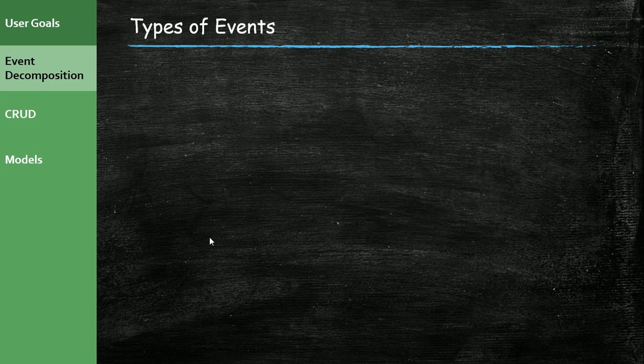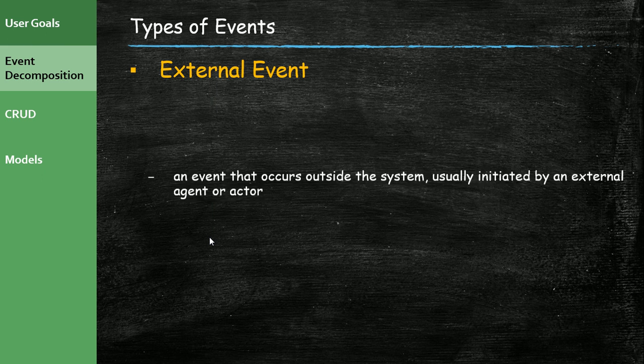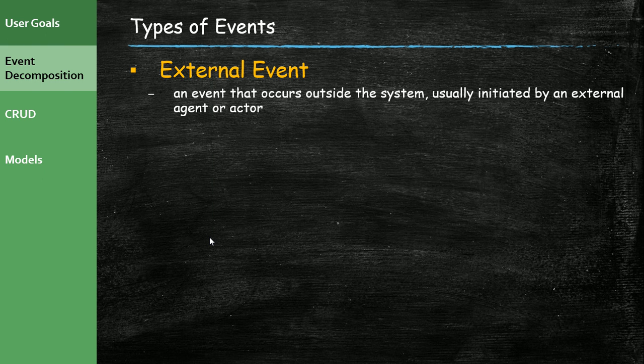There are 3 types of events that we define in the event decomposition technique. I already talked about 2 of these. We have the external event, which is an event that occurs outside the system. Usually it's initiated by an external agent or actor. We'll talk about more what actors are later on, but the important thing is something outside of our system is initiating that event. And like I said before, this doesn't always have to be a person. This could also be other systems.